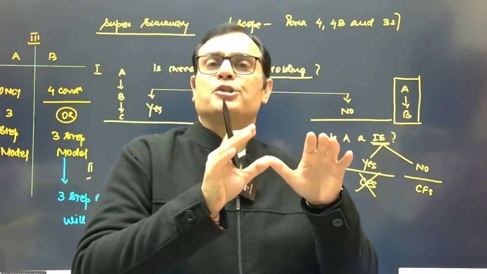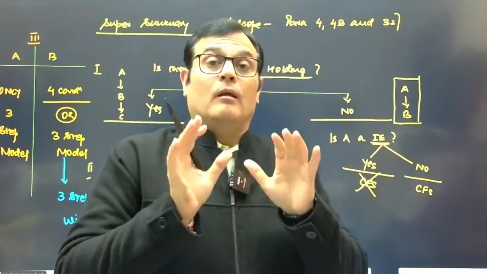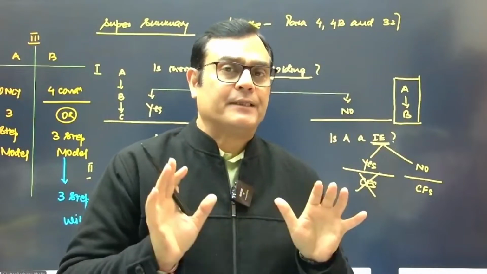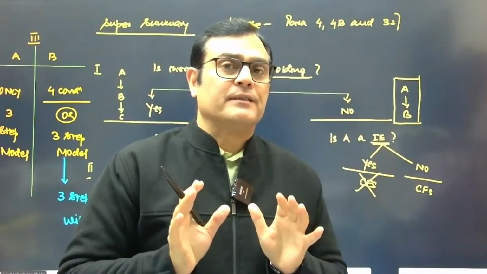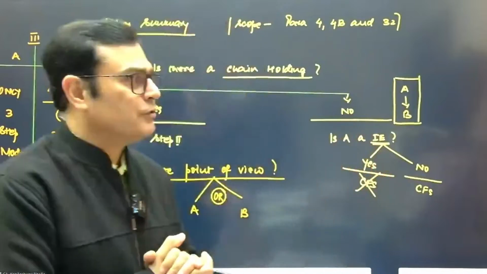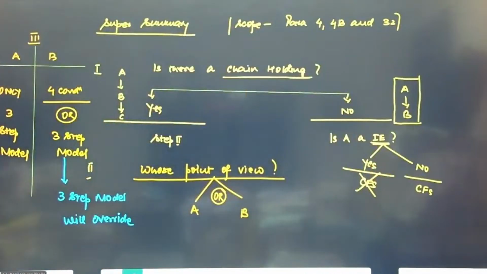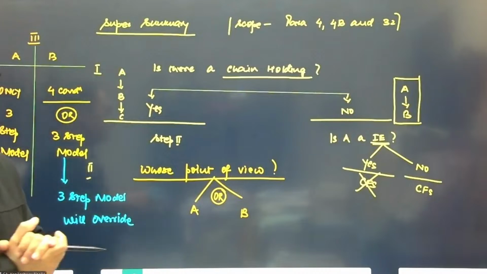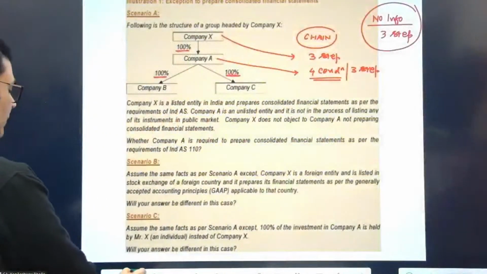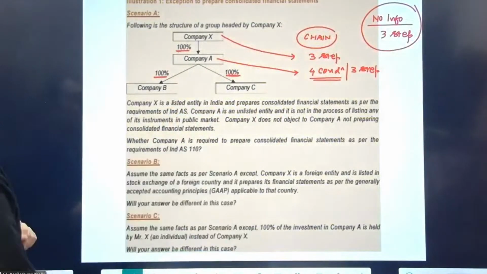The focus is chain or not. The focus is whose point of view you're looking at. If it is the top company, the three-step model; if it is the middle company, four conditions and the three-step model, all put together. That is a combined super summary. Now let's come back and have a look further out here.